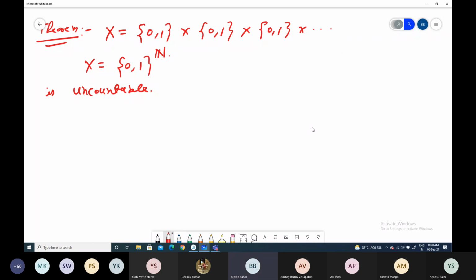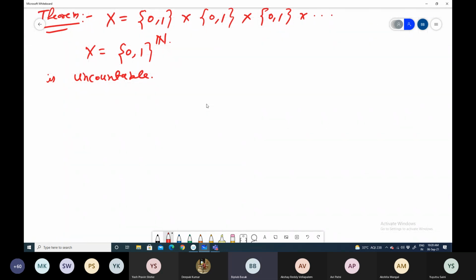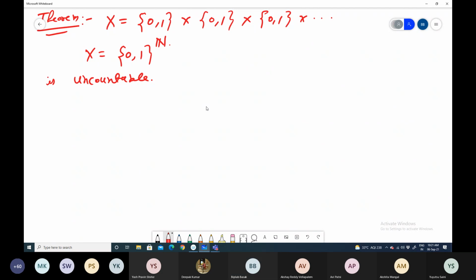Because if you take only single-element sets, their product will be a single element. We are just taking one more element and taking their product, and we get one uncountable set. Now how to prove this is uncountable? You have to find a proof. So we will prove it by contradiction.